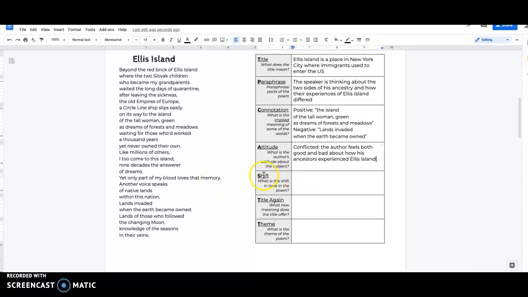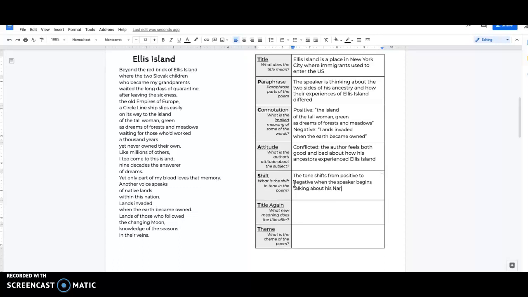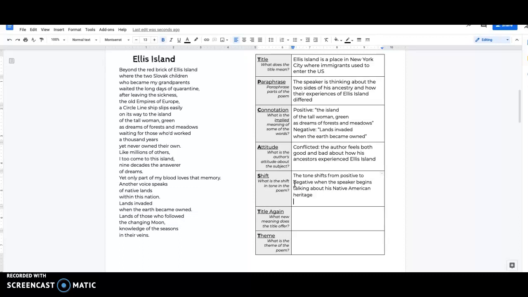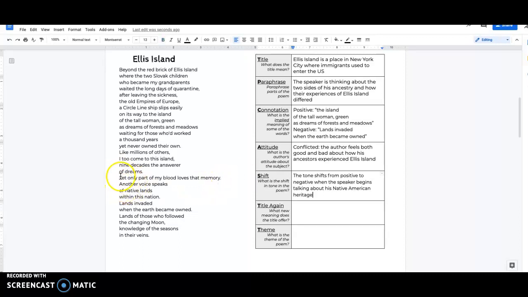And then we have shift. So what is the shift in tone? So the tone shifts from positive to negative when the speaker begins talking about his Native American heritage. So here when he says, yet only a part of my blood loves that memory, that is where the shift happens.